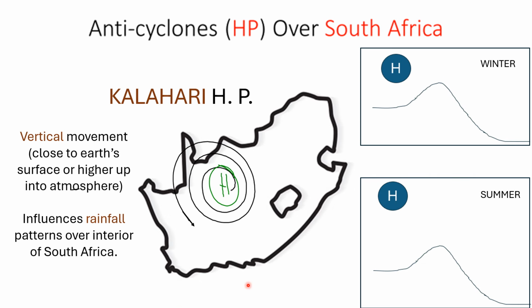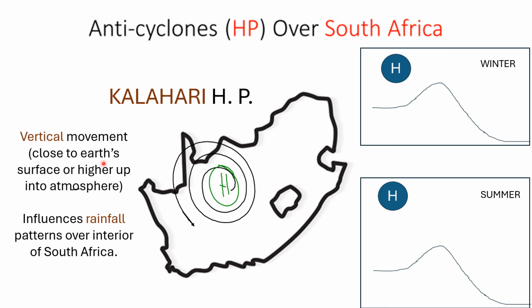Finally, the Kalahari high pressure cell is located over the interior of South Africa. This Kalahari high pressure cell has an important influence on rainfall patterns over the interior of South Africa. The Kalahari high pressure cell, unlike the high pressure cells of our coastline, moves vertically with the changing of the season. At certain times it is closer to the Earth's surface, and at other times it is higher up into the atmosphere.